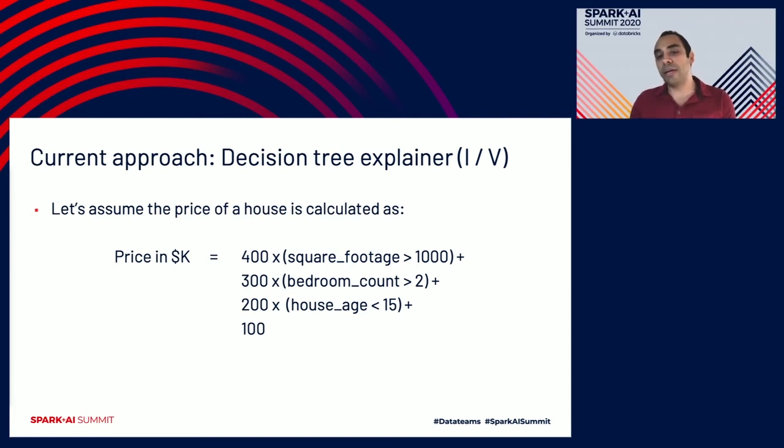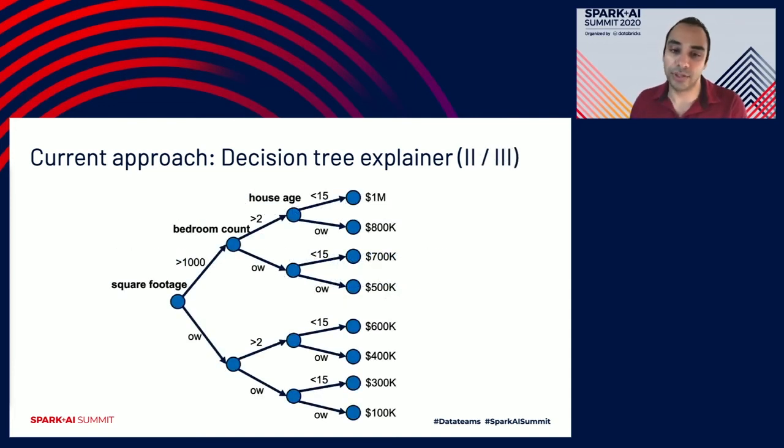Now, if we want to train a regressor tree to return these values, it'll look something like this. The first branch is square footage, and then bedroom count and house age. You can see we have 3 binary features, 8 possible outcomes, and the tree looks like this.